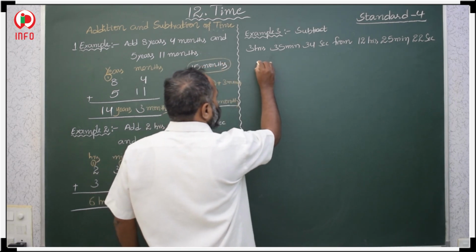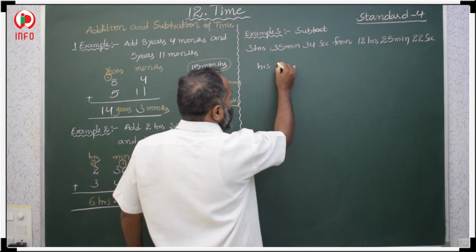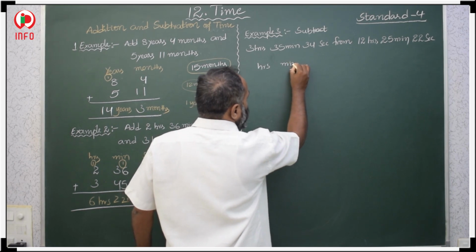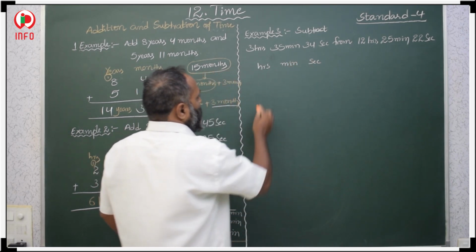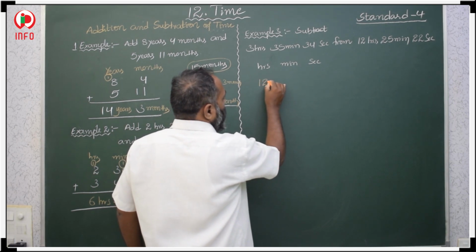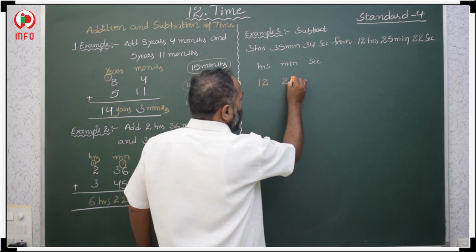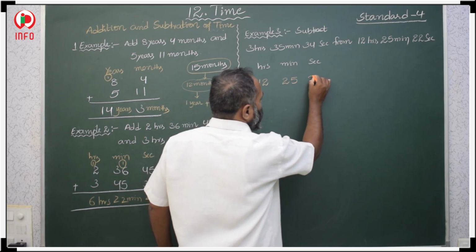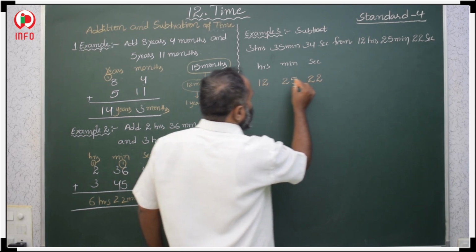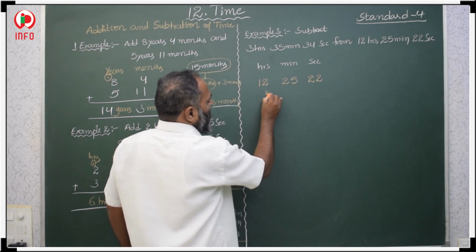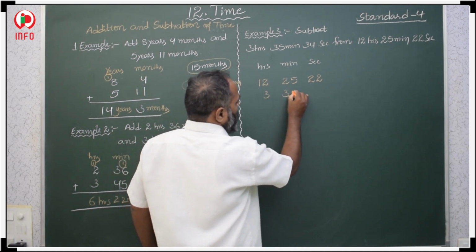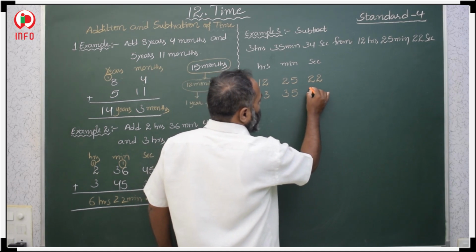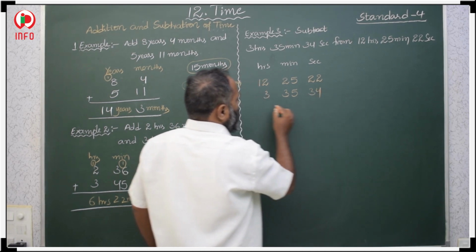First hours, next minutes, next seconds. How many hours? 12 hours, 25 minutes, 22 seconds. From this, 3 hours, 35 minutes and 34 seconds, we should take in ones place of hours.